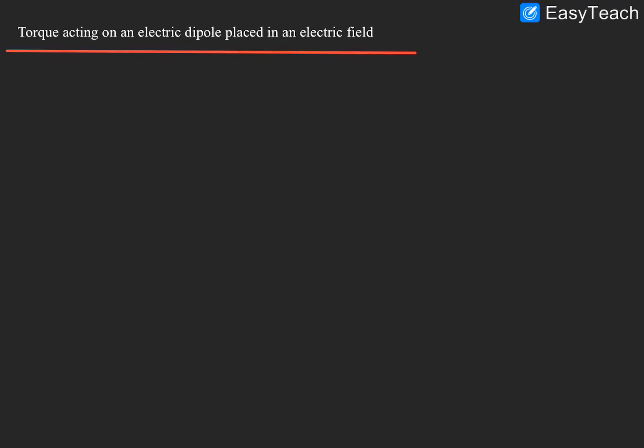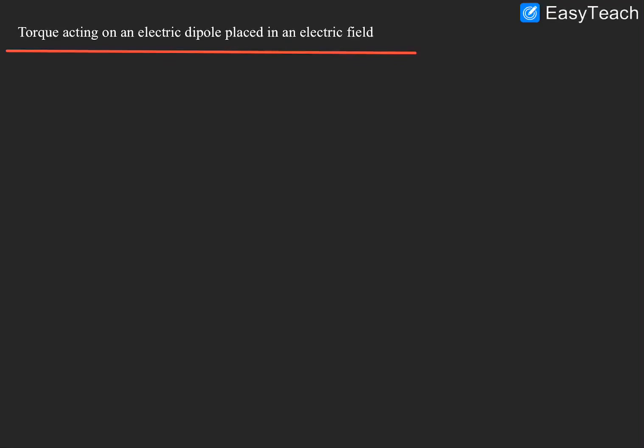In this lecture, I am going to discuss the torque acting on an electric dipole placed in an electric field. In the last 2-3 lectures, I have been discussing the electric dipole. An electric dipole means two equal and opposite charges separated by a small distance. It is called an electric dipole.